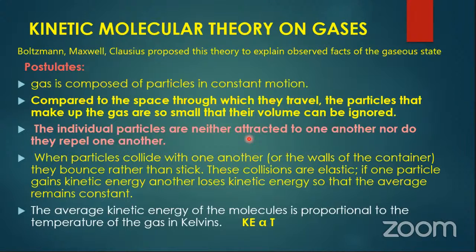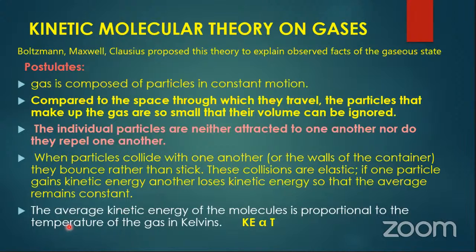Whenever the gas molecules are moving here and there, definitely there will be collisions. All these collisions are elastic collisions. Elastic collisions means that whenever two balls, two molecules or two atoms collide, their energy may be exchanged between the two particles, but energy will not be lost. Whenever particles collide with one another, they bounce rather than stick. If one particle gains kinetic energy, another particle loses kinetic energy, so the average remains constant. There is no loss of energy, meaning no loss in the form of heat or anything. Energy will be lost by one and gained by another, but it is not lost completely, so the average remains constant.